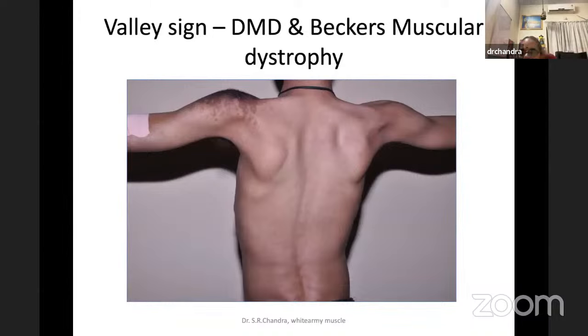And this is the valley sign. You can see the wasted latissimus dorsi and the prominent deltoid and the medial scapular border. So this is the valley sign.